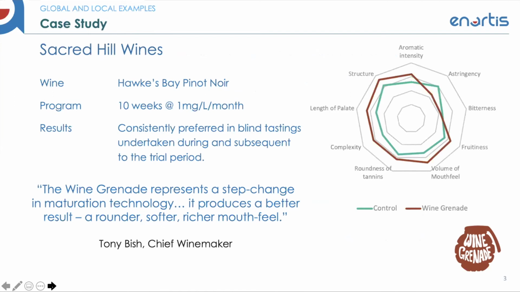And to illustrate just how powerful, I wanted to show you the set of results that we saw in a side-by-side trial from New Zealand. So this wine in particular is a Hawke's Bay Pinot Noir. The trial ran for a period of 10 weeks at a rate of 1 milligram per litre per month.